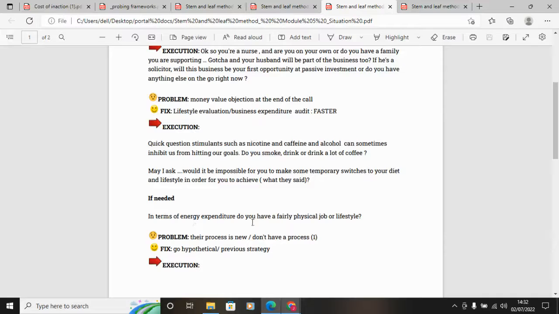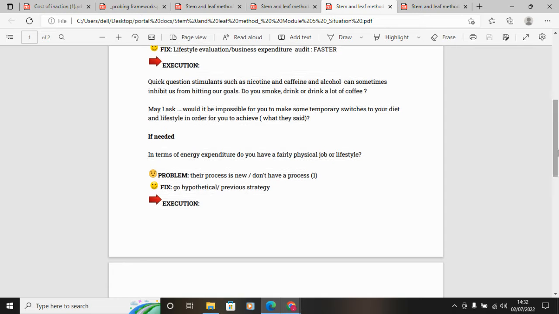Okay, and in terms of energy expended, do you have a fairly physical job or lifestyle? So what am I doing there? I'm qualifying on money. I know it's not specifically part of the situation, but it's just a little cheeky hack that I thought I'd throw in for you as well. I know that's more of a scripting thing, not so much a leaf thing, if you think about what we talked about at the start of this video. But that can certainly help with value and money objections.